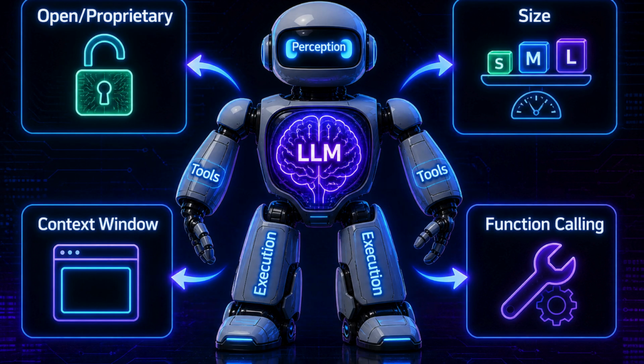We will evaluate LLMs across 4 dimensions. 1. Open source versus proprietary. Control versus convenience. 2. Size. Parameter count affects intelligence, speed, and cost. 3. Context window. How much text the model can process at once. 4. Function calling, the ability to invoke external tools. Each of these interacts with your agent's requirements. For example, a customer support agent may need a large context window to hold conversation history, but can use a smaller model if calls are simple.